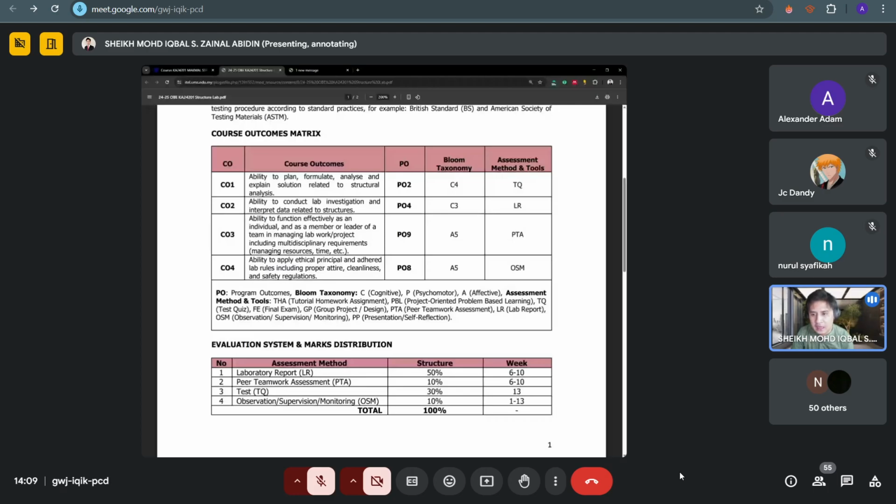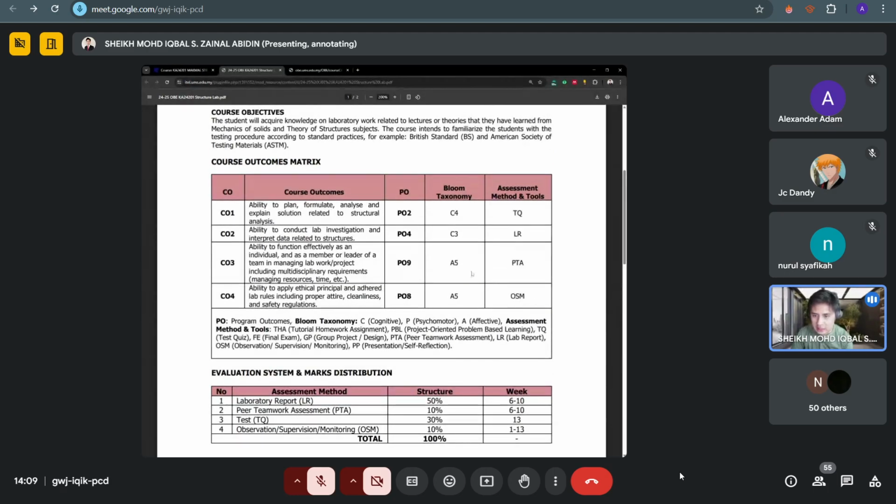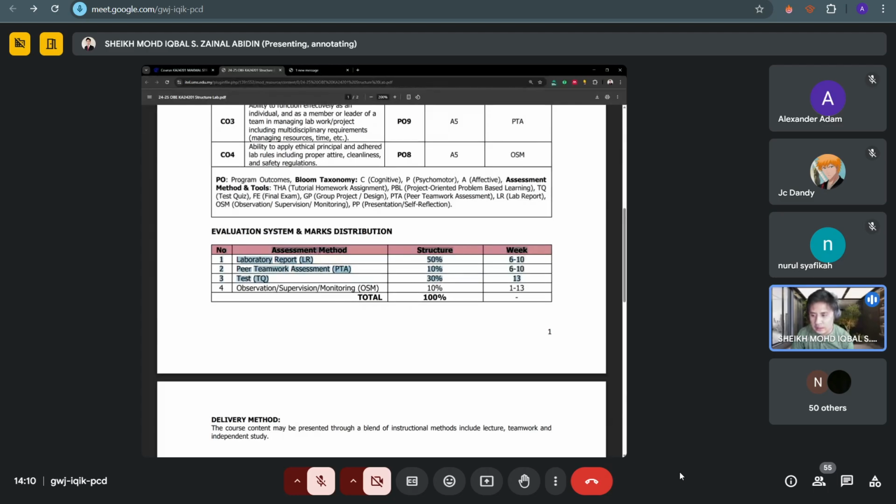Okay. So these are the course outcomes that you are going to learn for the structures lab. Right. I think you can read this one by yourself. But basically, for each course outcome, you will be assessed for it, right? So for course outcome 1, you'll be assessed by test and quiz. For course outcome 2, lab reports. Course outcome 3, peer teamwork assessment. And CO4 is observation, supervision, and monitoring. All right. So those are all tabulated here.